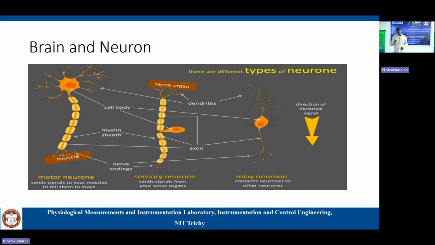When you write a name, some portions in the brain will be active. It need not be structural, a physical connection. It could be a functional connection. And this functional connection also changes with time. So those things are there.